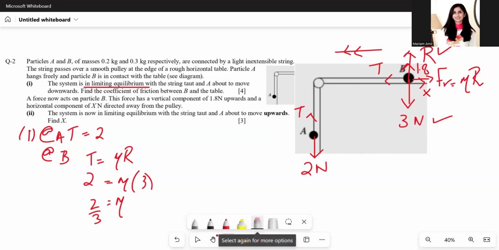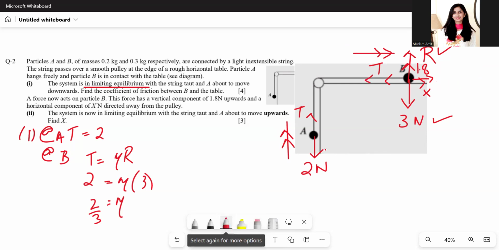Okay, so now the direction of motion changes. This will go upwards and hence this will go towards the right. And because of that, the friction will act towards the left. Friction, or mu R, will act towards the left. Okay, so now we're going to find the value of x.